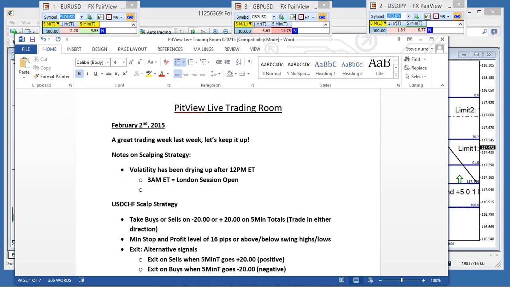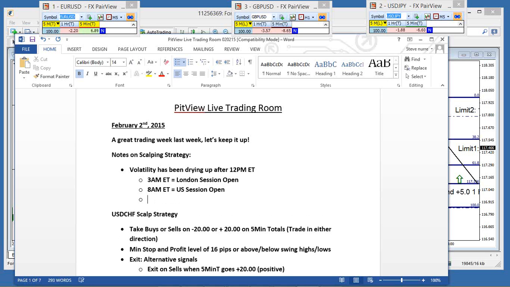And then at 8 a.m. Eastern, we have the U.S. session open. And then from 8 a.m. to 12 p.m., that's what we call a crossover session, when we have both the afternoon of the London and European markets in play, and then we have the morning of the U.S. session in play.